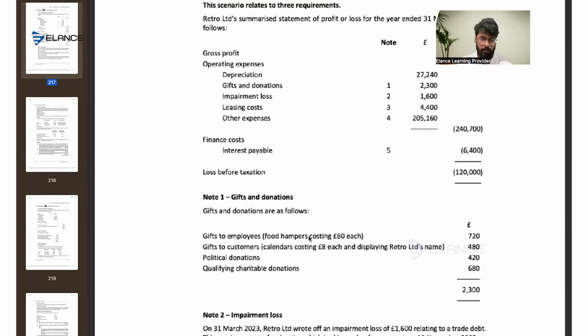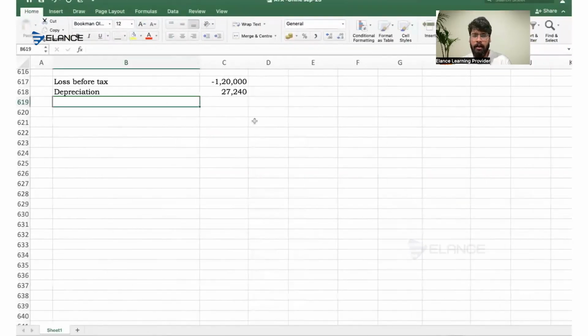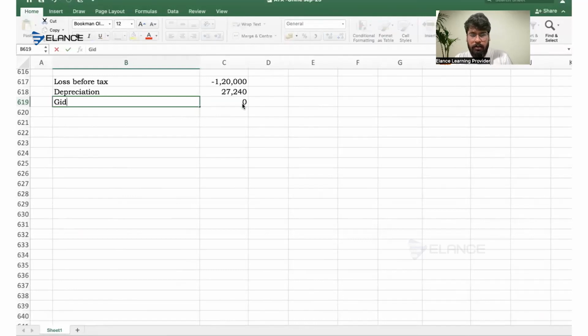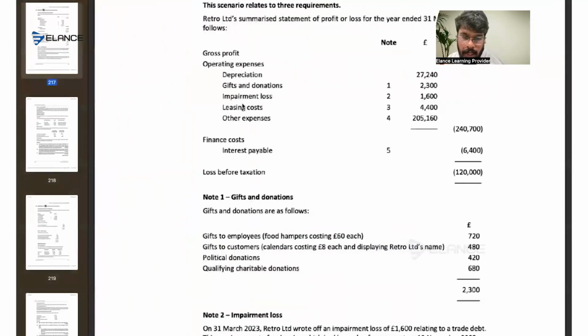Allowable deduction, isn't it, sir? Because they are food hampers. Yes, gift to employees is an allowable deduction. So we don't need to make any further adjustments in gift to employees. So we should mention that as 0 in our answer. Okay, and the next one, gift to customers.